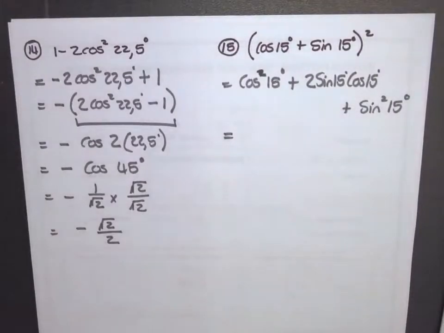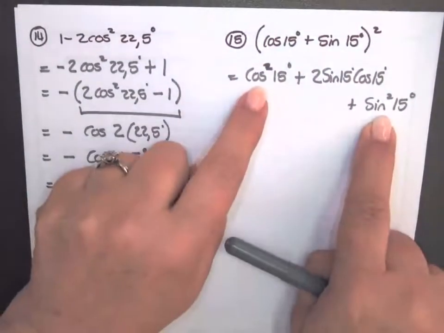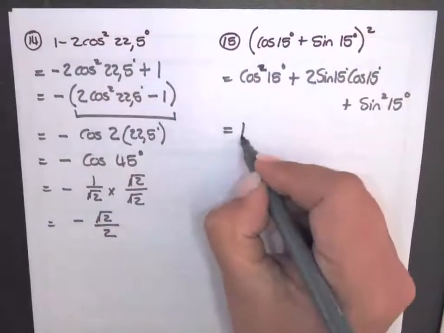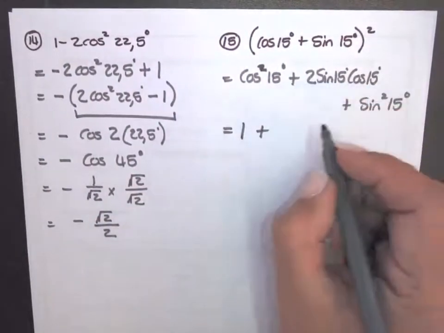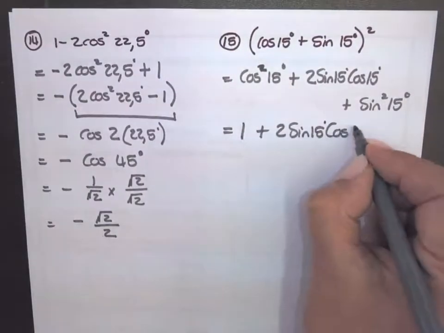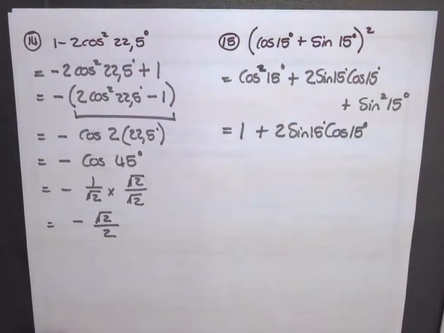Now if you look at last year's identity, sine squared plus cos squared is 1. So in my equation there, I have a sine squared plus cos squared. So these two terms equal 1 plus, and this one remains 2 sine 15 degrees cos 15 degrees.